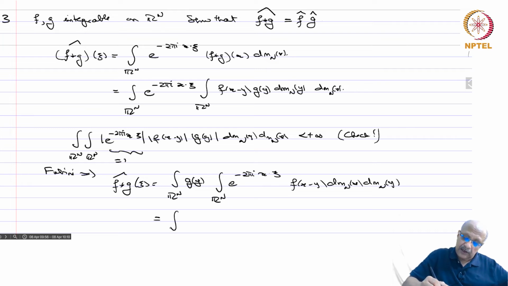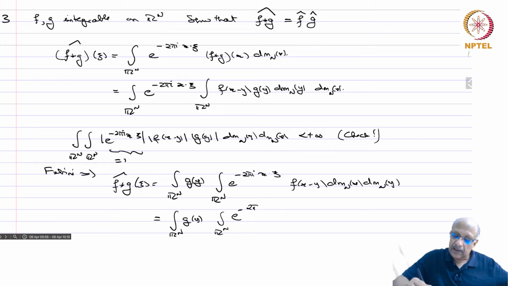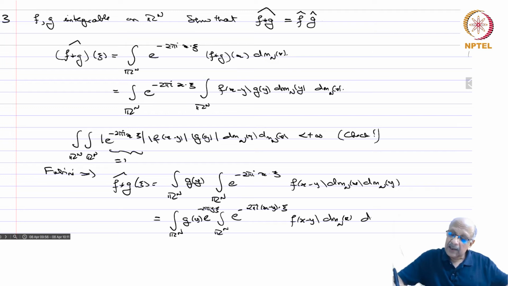and that's equal to the integral over Rn of g(y), integral over Rn of e^(-2πi (x−y)·ψ) f(x−y) dx, and then you put e^(-2πi y·ψ) dy.